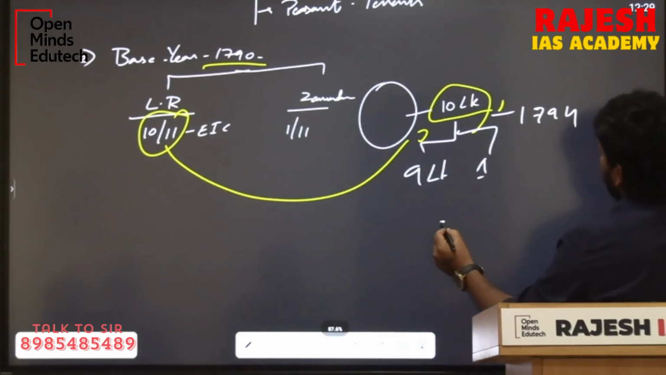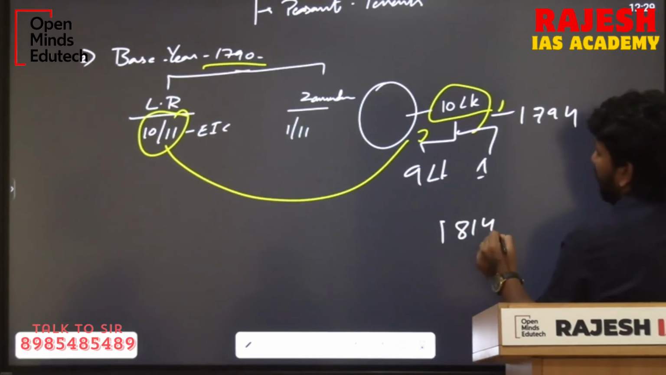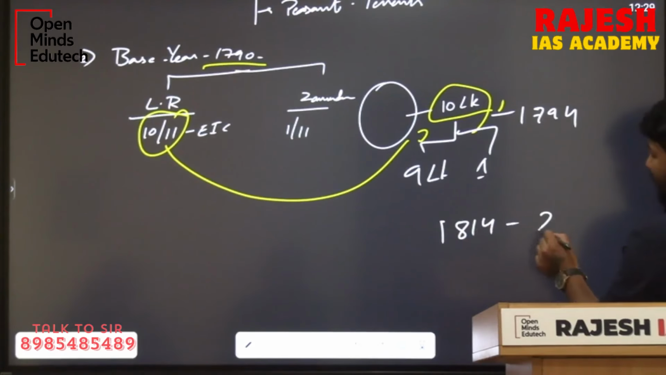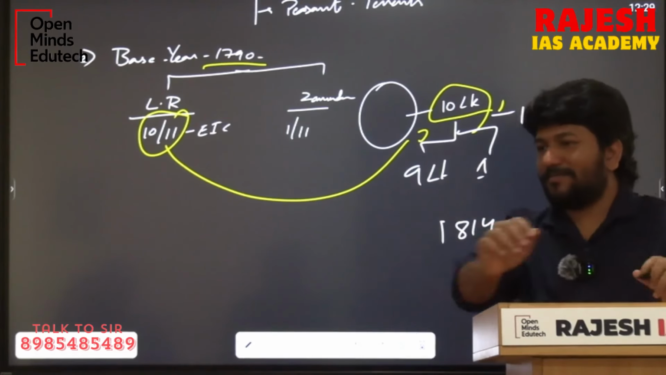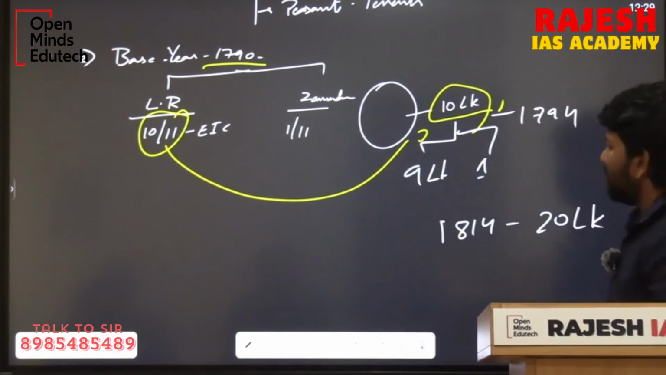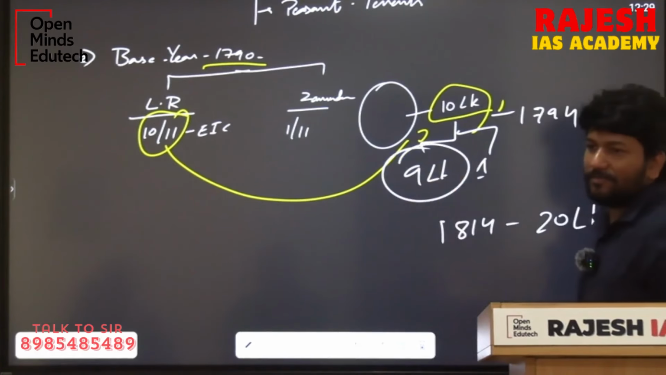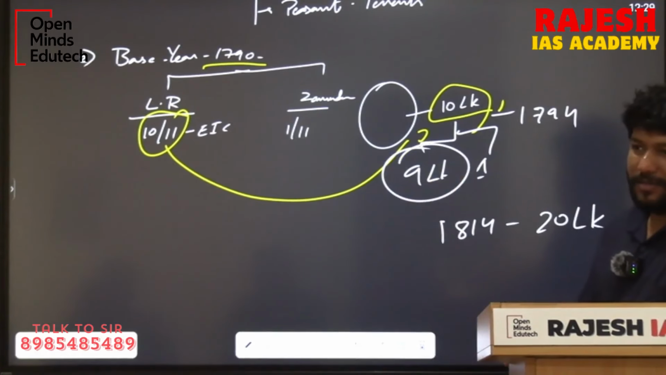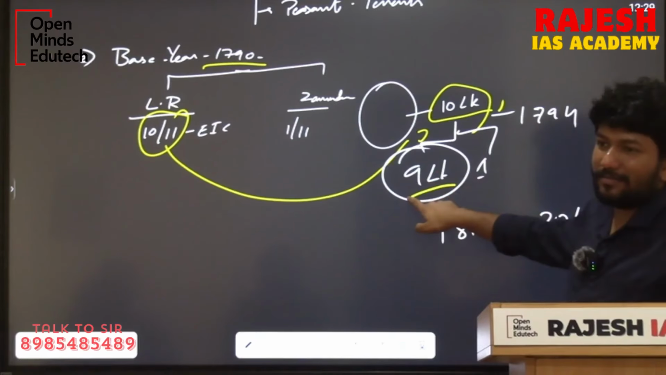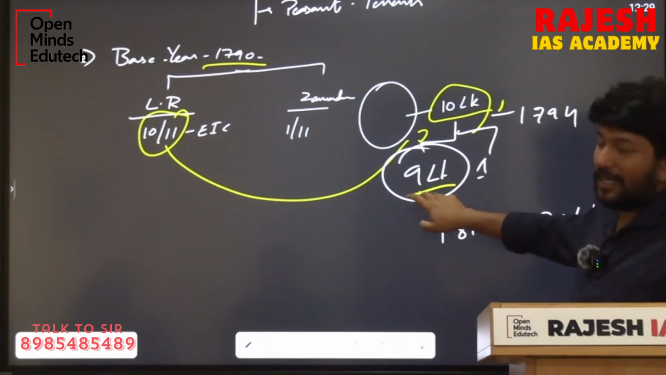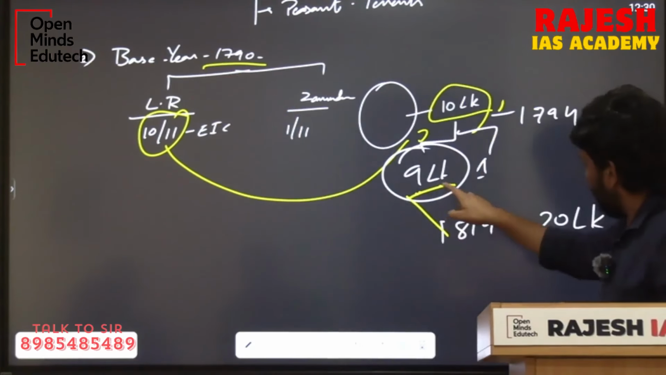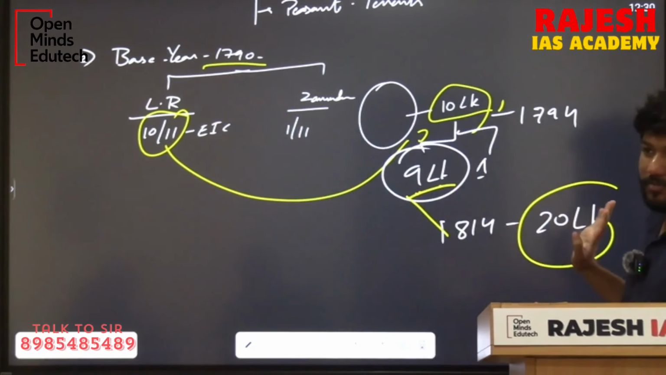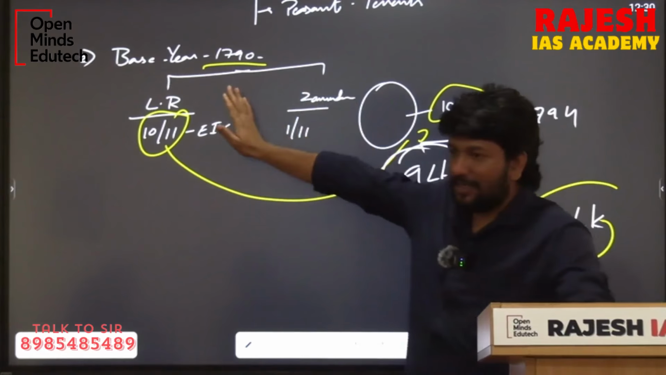Next, 1814. 20 lakhs collected. How much does he have to pay to the company? Only 9 lakhs. Only 9 lakhs. This is permanent. It won't change. That is the base year. Whatever he is getting, it is all to the Jamindar. Got it right? So that is what the base year fix is.